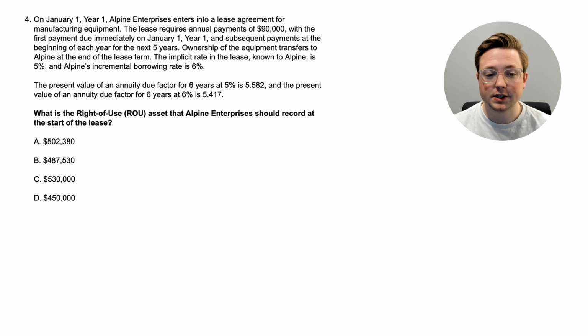All right, here we are at question 4. What is the right of use, or the ROU, asset that Alpine Enterprises should record at the start of the lease? So this is something new. We haven't necessarily talked about this too much. We talked about it a little bit in the first question, so you might know how to do this.